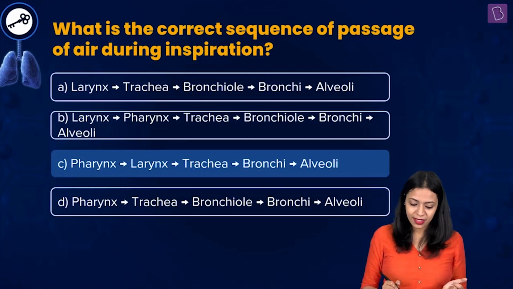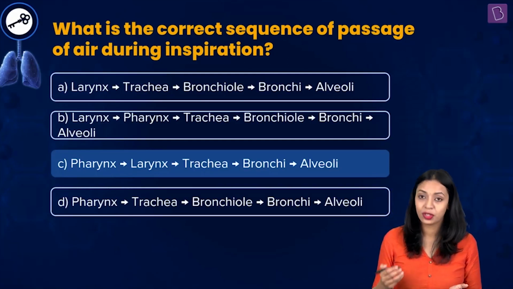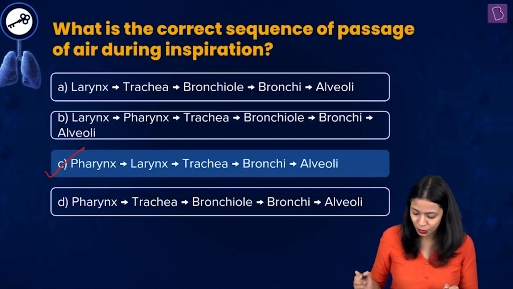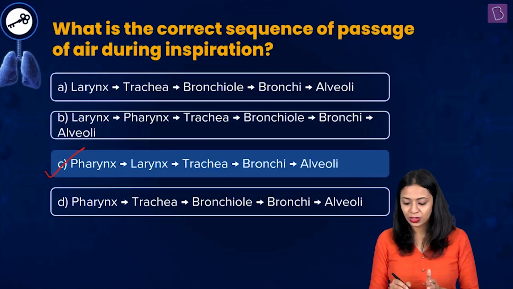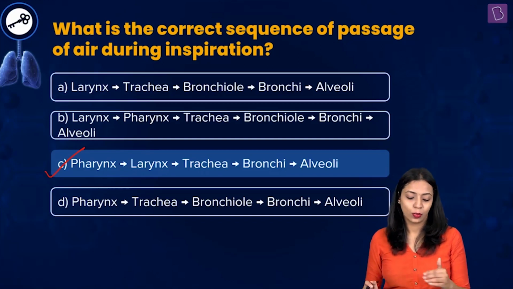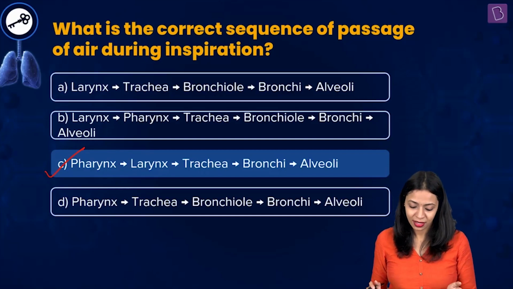So when you look at this, the correct option for the correct sequence of transport of air during inspiration would be option C. So from the pharynx to the larynx to the trachea to the bronchi to the alveoli. So what makes the first option incorrect?